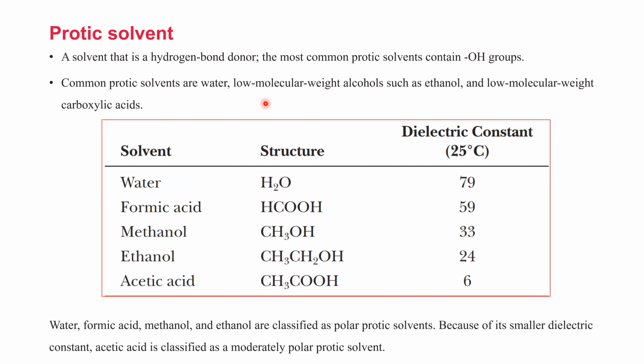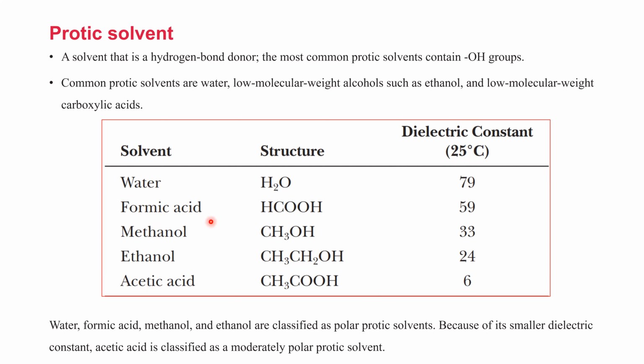Common protic solvents are water, low molecular weight alcohols such as ethanol and methanol, and low molecular weight carboxylic acids. Here is the table in which you can see the different solvents, and these are all protic solvents because they are hydrogen bond donors, in which the hydrogen is directly bonded to a highly electronegative element, and then it is able to form hydrogen bonding. Looking at the table for the dielectric constant values, the highest is for water, which has 79. So this is a polar protic solvent.